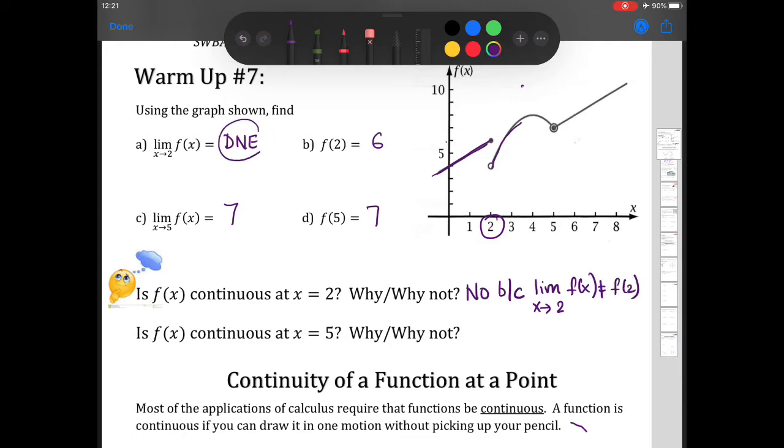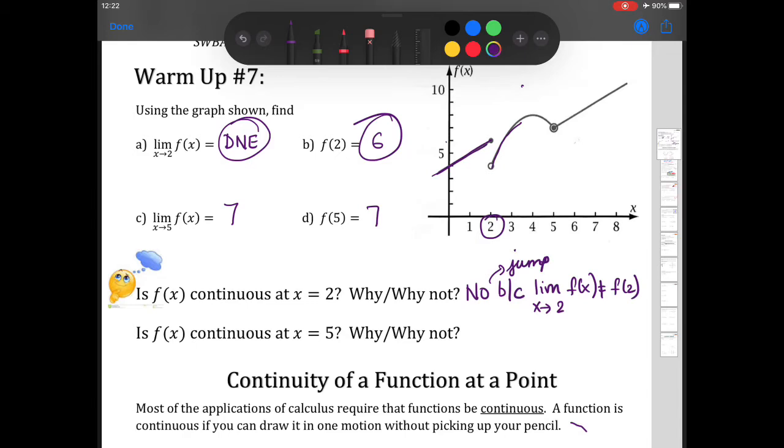And if you look up here, they're not the same values, so it does not exist. Actually, when it is like that, it's called a jump. There's a jump happening here, and we'll learn more about it later in the video.